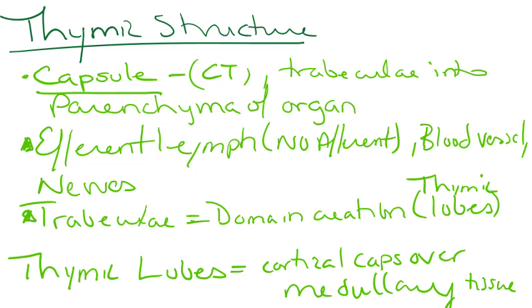The thymus structure consists of a capsule that is made of connective tissue. We also have trabeculae, which we've seen in the lymph node, that separate the organ into different compartments that consist of the parenchyma. The parenchyma is the functional tissue within the organ, and in this case, we're going to have the cortex and the medulla. As we saw with the lymphatic nodules inside the Peyer's patches, or the mucosal associated lymphatic tissue, we only have efferent lymph, no afferent. So the thymus is not actually an active antigen presenting organ.